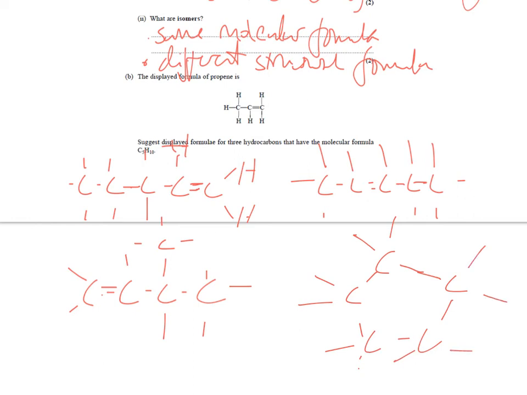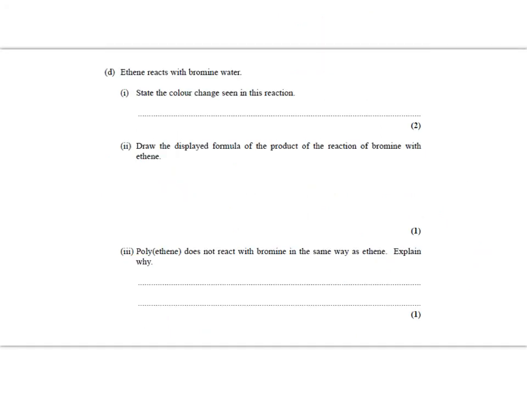And this structure will be very, very different in terms of its reactions to these structures, because this structure contains no carbon-carbon double bonds. So this structure will not react with bromine water and lose the orange colour of the bromine water to form a colourless liquid, because it's got no carbon-carbon double bonds. And lo and behold, as soon as I start talking about alkenes reacting with bromine water, here is a question on that. So state the colour change in this reaction. We will see something going from orange to colourless.